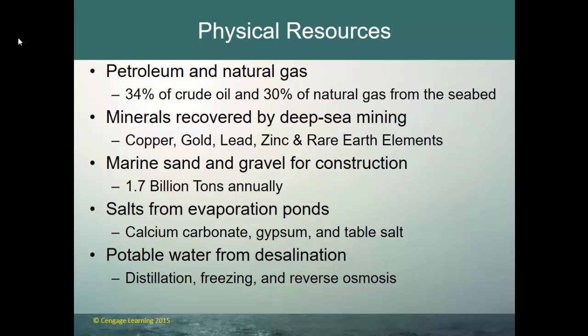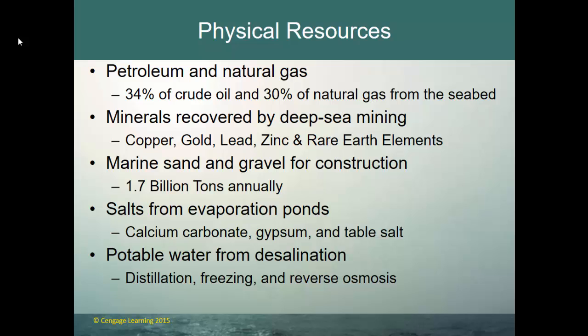Think about a sponge and all the little pore spaces in a sponge. If that sponge is soaked in water, that would be the oil, the natural gas, and it's the pressure of the natural gas and then the combination of the weight of overlying rock that drives oil or natural gas through those porous rocks towards drills. And so one of the physical resources of the ocean is petroleum and natural gas.